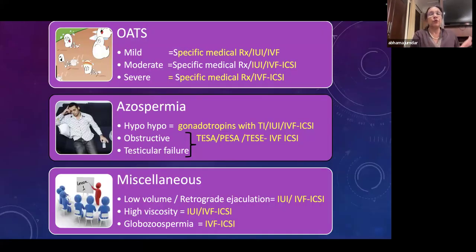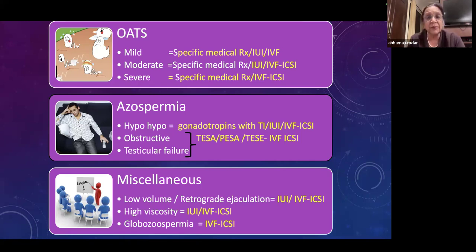So we conclude with this slide that for mild OATS, specific medical treatment can be given, if you can find the reason, definitely. Otherwise, IUI, or last of all, IVF. Moderate OATS, again specific medical treatment, but then IUI and IVF, ICSI. When you have severe OATS, then specific medical treatment, there's no role of IUI, straight away go for IVF, ICSI.